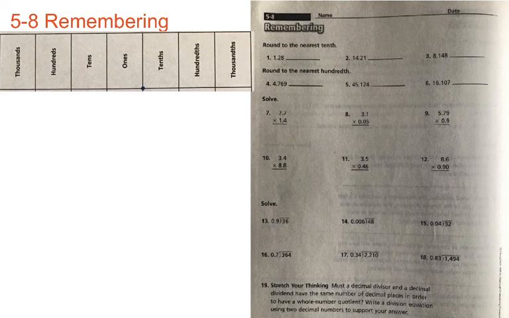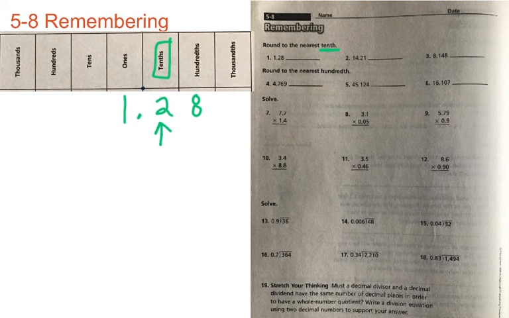Our number here, in the ones place, we have a 1, and then we have our decimal point, and then we have a 2 in the tenths place and an 8 in the hundredths. And this reads as 1 and 28 hundredths. In numbers 1 through 3, we're rounding to the nearest tenth. So we identify the tenths place, and that's here. So we're rounding this number 2. This is the number we're working with.